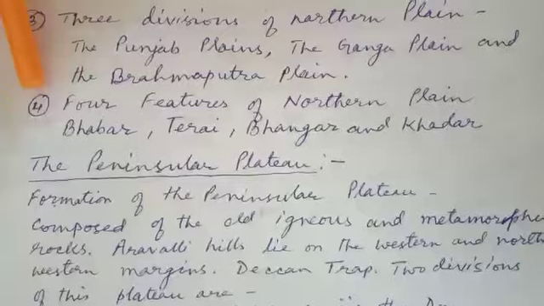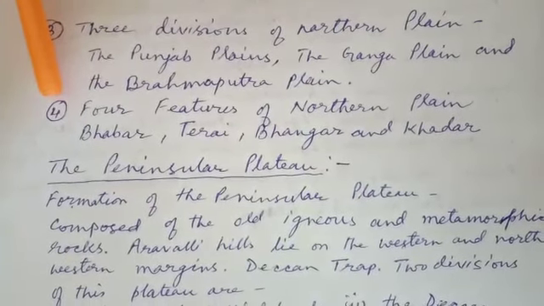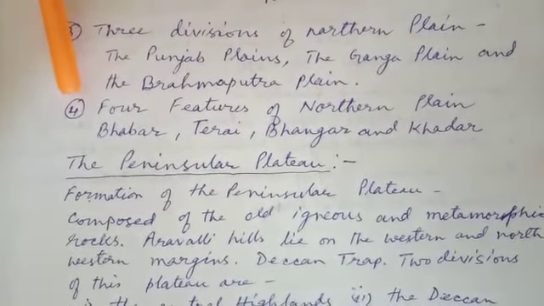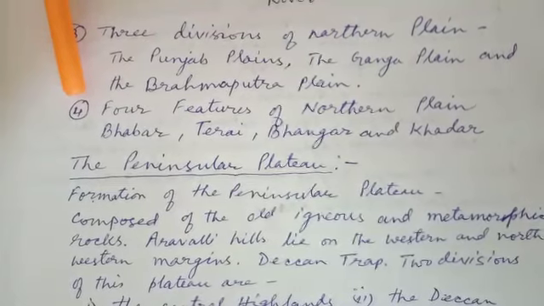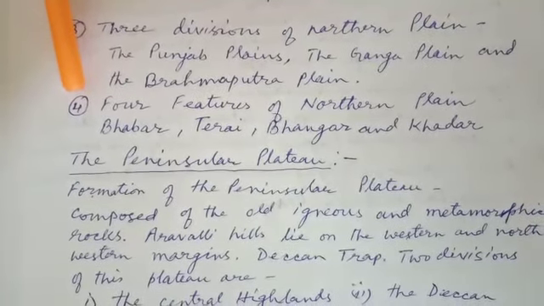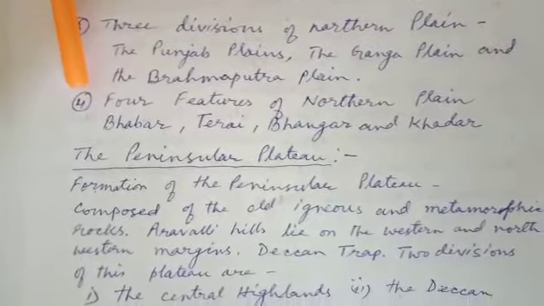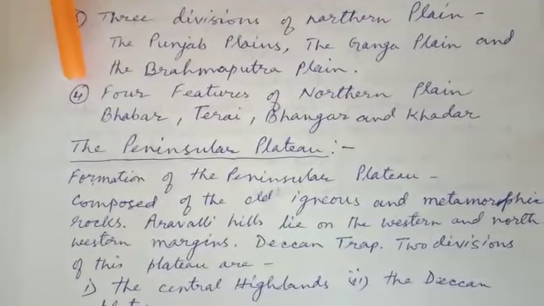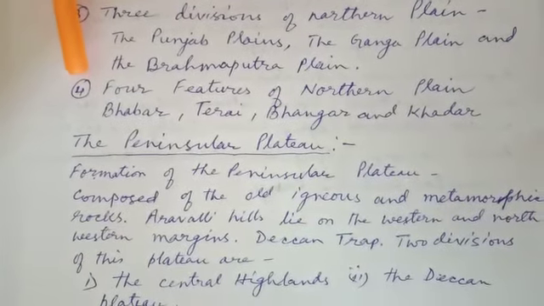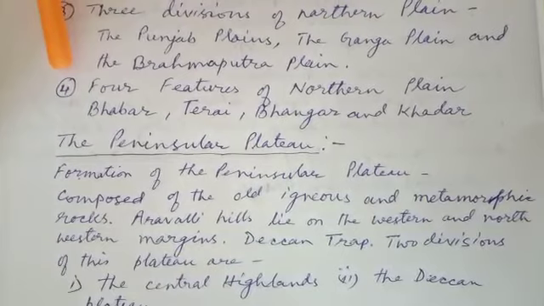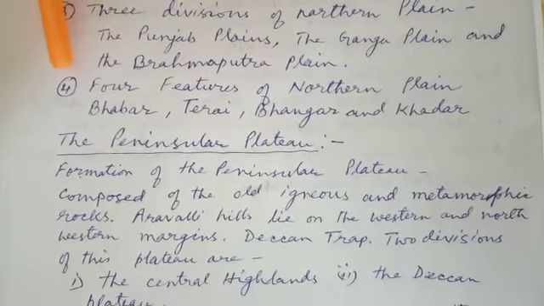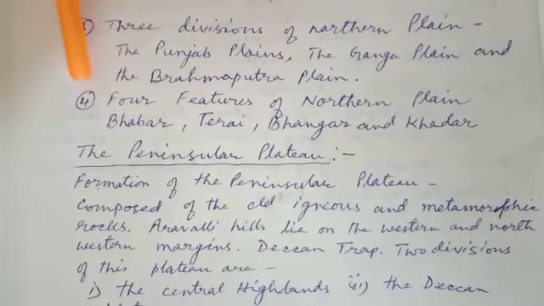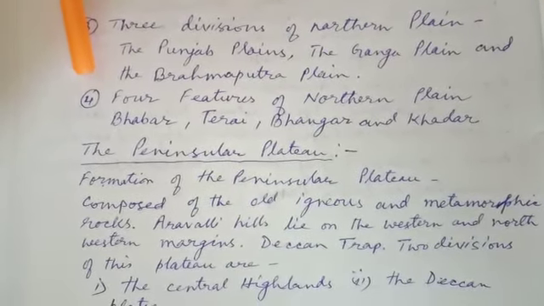Next, point number 4, that is the features of the northern plain. Features of the northern plains are divided into 4 features. First one Bhabar, second Tarai, then Bhangar and Khadar. Bhabar means what? The width of this belt is about 8 to 16 km and it lies parallel to Shivalik. After descending from the mountains, the rivers deposit pebbles here. Pebbles means small types of rocks. All the streams disappear in this belt.